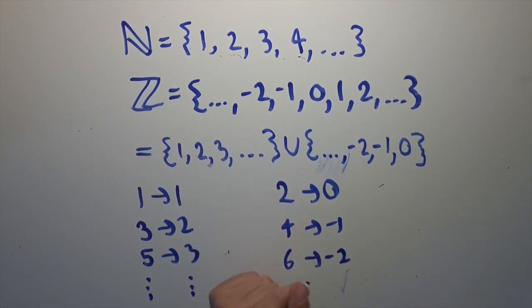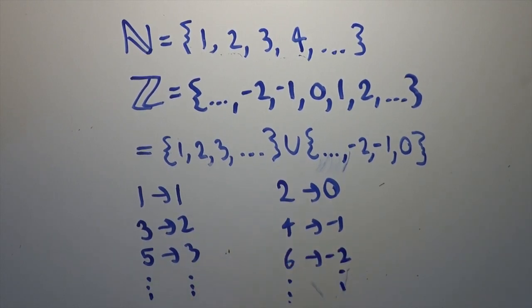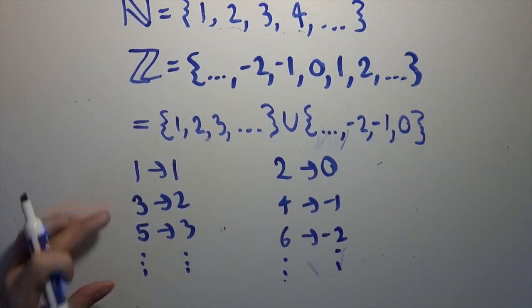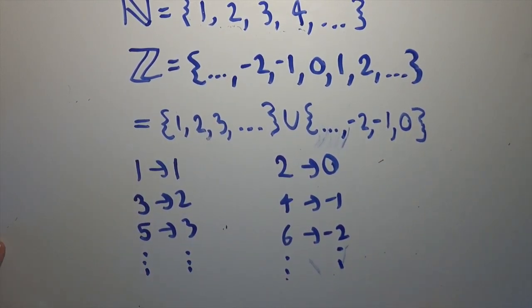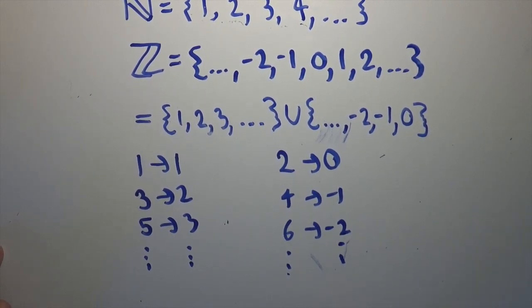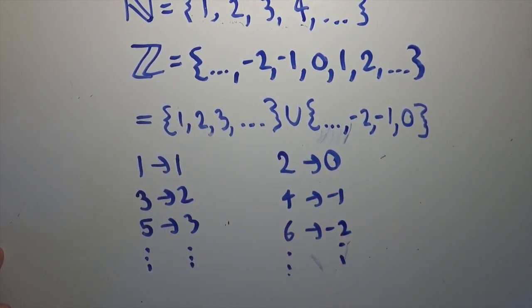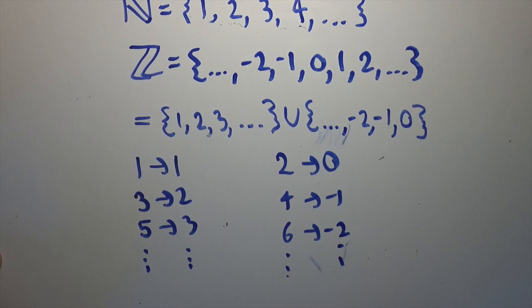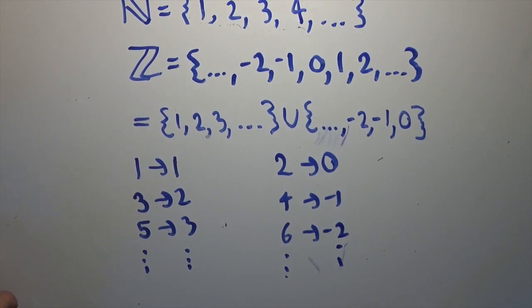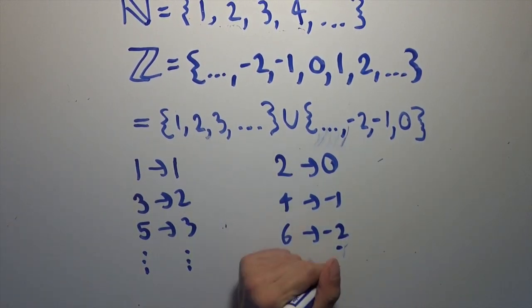-2, and you'll notice that if we figure out a way to do this with all the odd numbers and all the even numbers mapping onto the natural numbers and the non-positive integers respectively, then we will have a bijection, right? Every member of the integers will be hit by one element of the natural numbers, and so it will be a bijection from one set to the other.